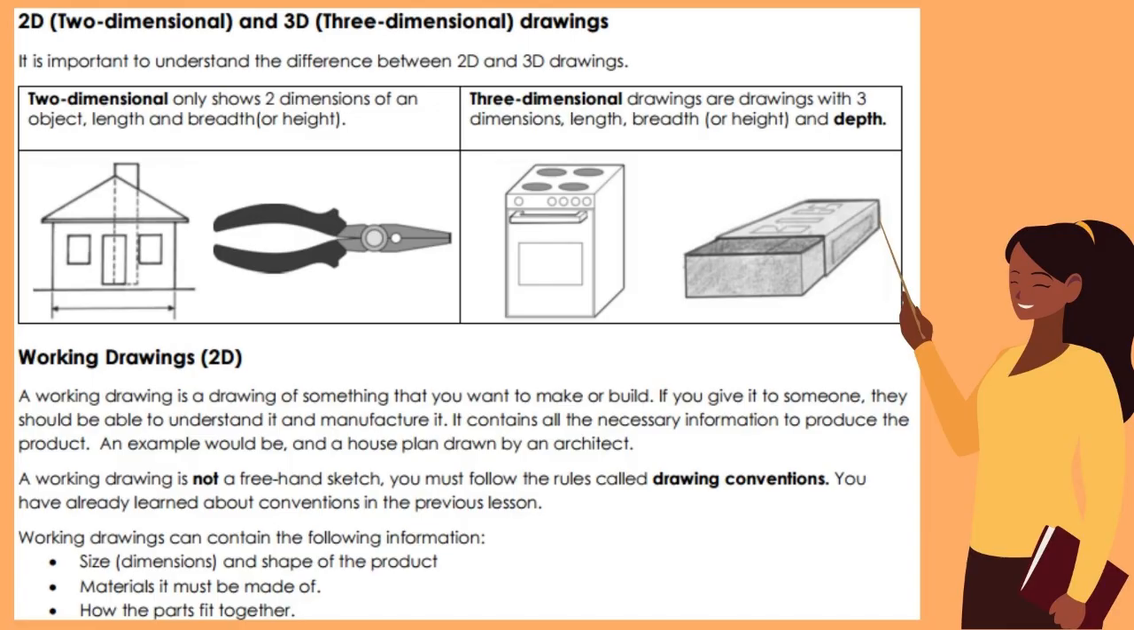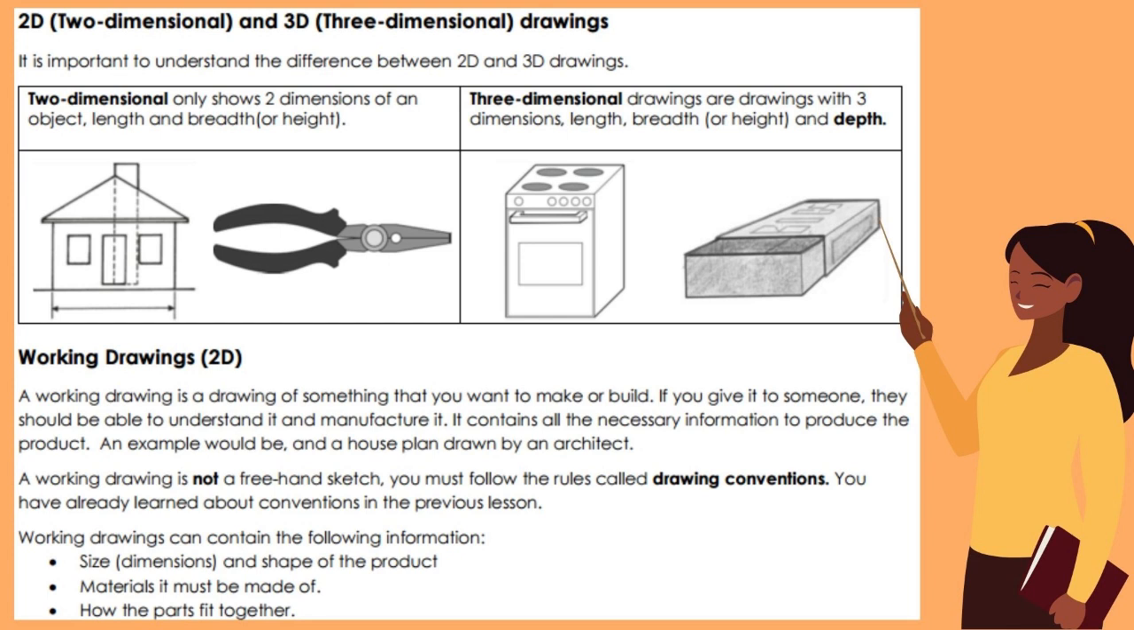2D, two-dimensional, and 3D, three-dimensional, drawings. It is important to understand the difference between 2D and 3D drawings. Two-dimensional only shows two dimensions of an object, length and breadth, or height. Three-dimensional drawings are drawings with three dimensions: length, breadth, or height, and depth.